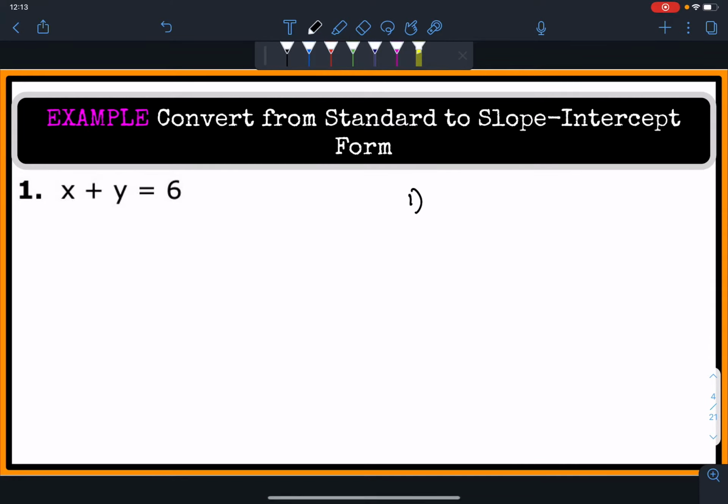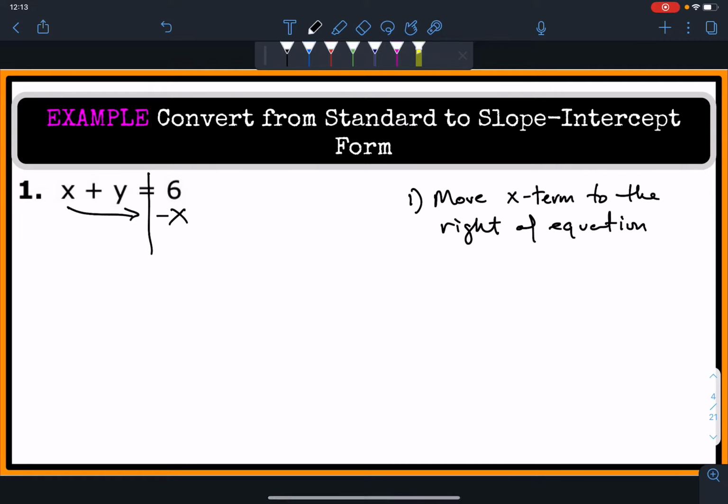So step number one is that we have to move our x term, and move is relative here, to the opposite side, which in this case is going to be the right side of the equation. Since we're adding here, we're going to simply subtract it. A positive over here would mean it's negative on the other side. So we end up with y is equal to -1x plus 6.